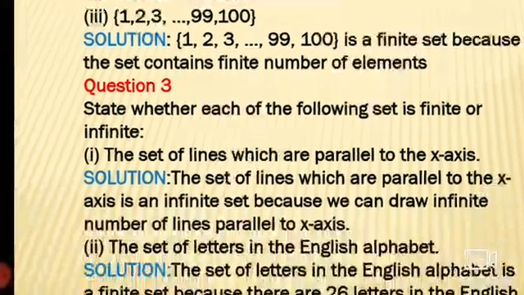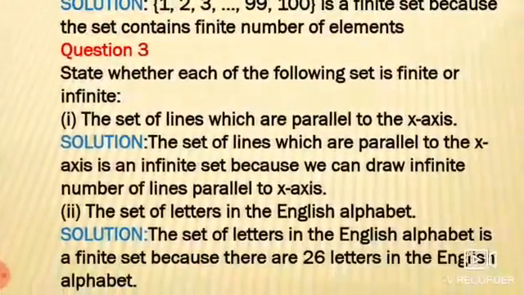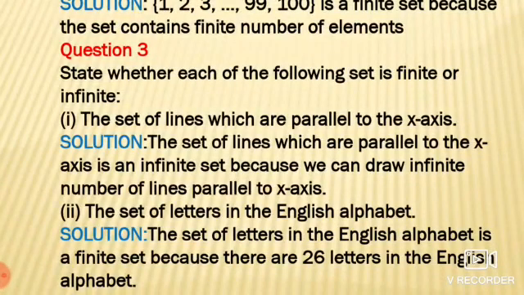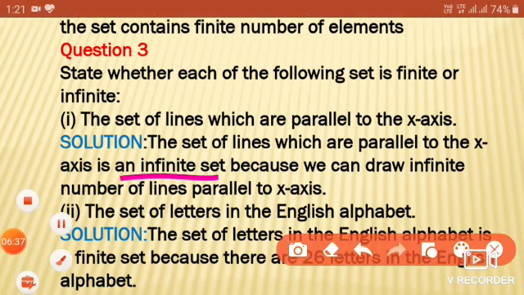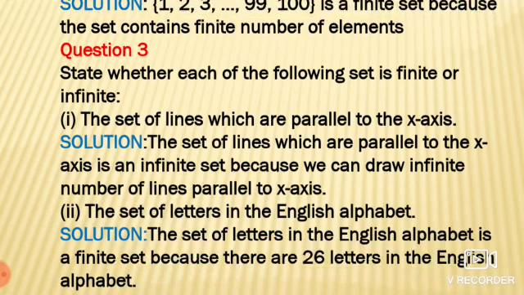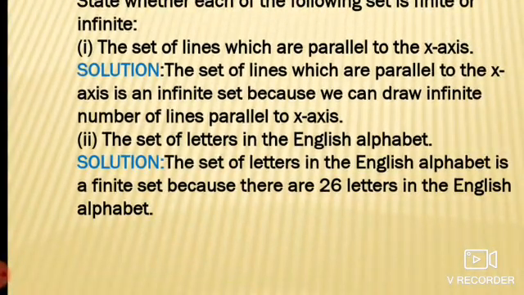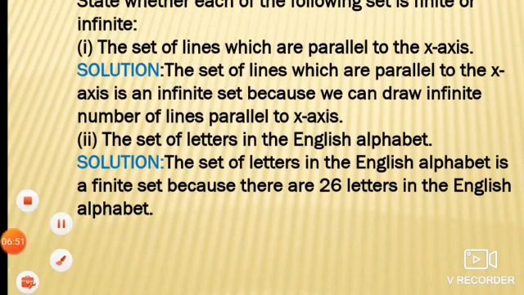Next, state whether each of the following is finite or infinite. You have to say whether the set given is finite or infinite. First one, set of lines which are parallel to x-axis. How many lines can you draw parallel to x-axis? You can draw an infinite number of lines, can't you? So it is an infinite set. Now, set of letters in the English alphabet. Already we have found it. It is also a finite set.